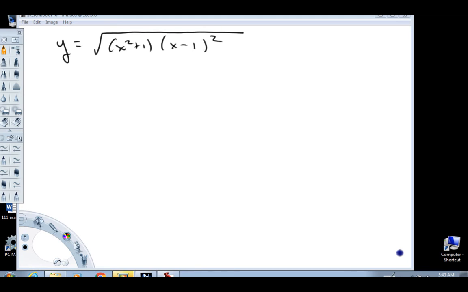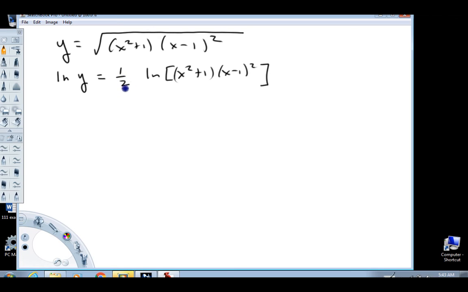The outer function is a square root, or a 1/2 power function, and then we have to apply the product rule on the inside. It'd be a little bit of a long drawn out process, but one of the little tricks here in math is that we can shorten up these derivatives by using logarithmic properties. So what I'm going to do is take the natural log of both sides of this first. So this is going to read natural log of y equals 1/2 times the natural log of x squared plus 1 times x minus 1 squared.